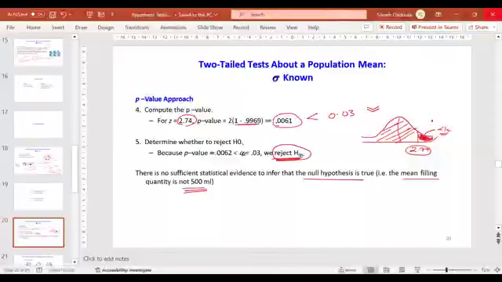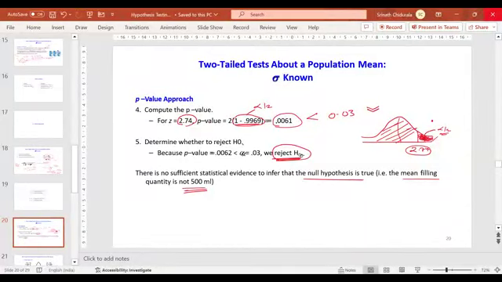The entire area under the curve is 1. So to calculate this particular region, we will subtract this part from the entire area, which is equal to 1. So either this part you compare with alpha by 2, or you multiply by 2 and then compare with alpha. Understood? Yes, sir.